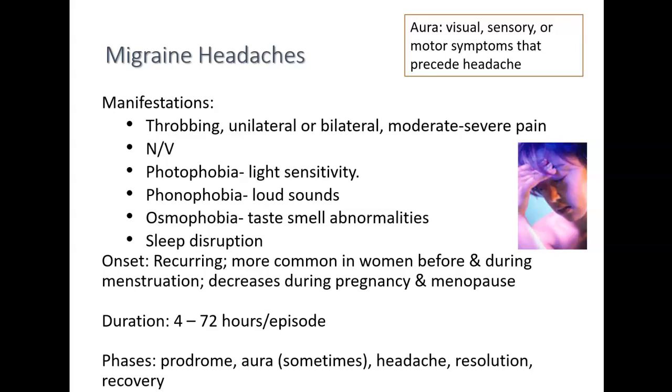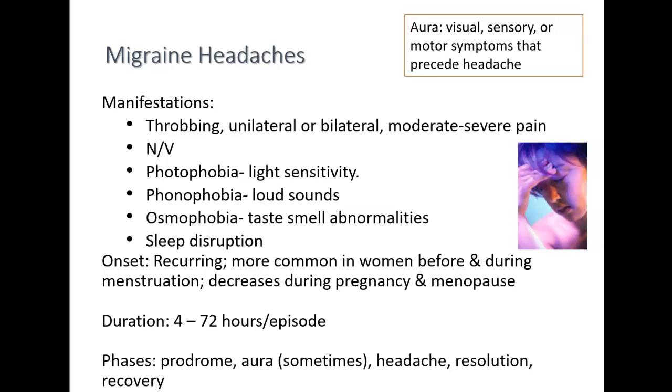Now, auras are something you can also get with seizures, where people have numbness, tingling, a funny smell, a weird taste, maybe auditory or visual disturbances. So again, an aura tends to be particular to the person and tends to be sort of the same thing.